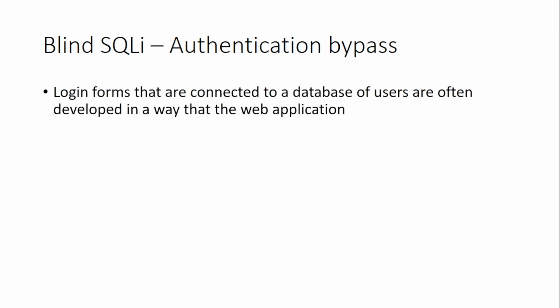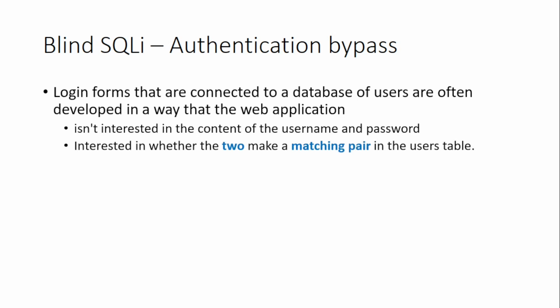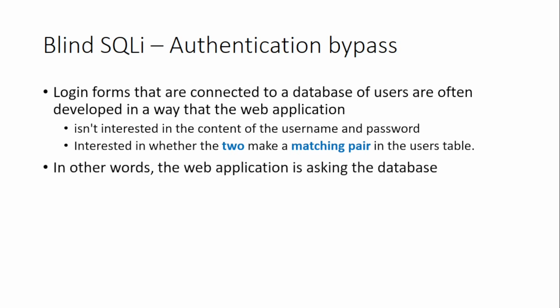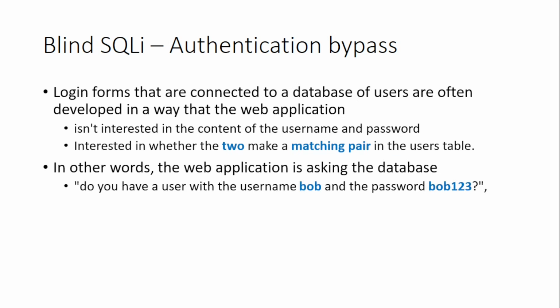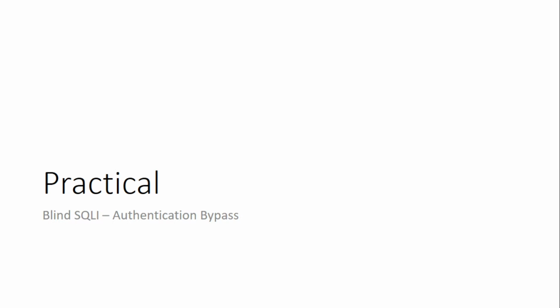Login forms that are connected to a database of users are often developed in a way that the web application isn't interested in the content of the username and password. It's interested in whether the two make a matching pair in the users table. In other words, the web application is asking the database, do you have a user with the username Bob and the password Bob123? And the database replies with either yes or no. So we just need to create a database query that replies with a yes or true. For that, let's do the level 2 of the SQL injection examples.